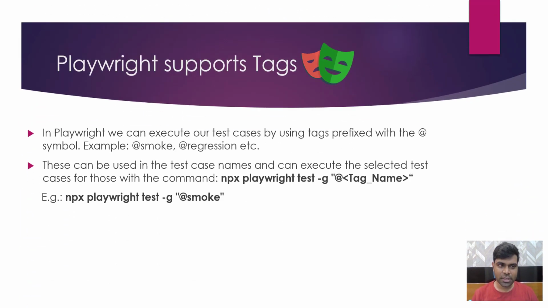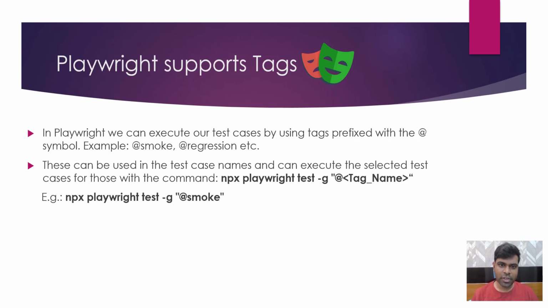Playwright supports tags. In Playwright, we can execute our test cases by using tags prefixed with the @ symbol, for example @smoke, @regression, etc. These can be used in the test case names and can execute the selected test cases with the command npx playwright test -g and @tag. Example: npx playwright test -g @smoke.